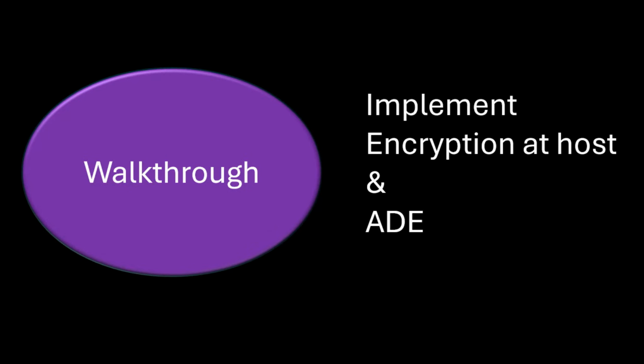Encryption at host and Azure Disk Encryption provides two layers of data at rest protection in Azure. Encryption at host secures data before it is written to disk at the infrastructure level, and ADE encrypts the OS and data disk within the VM using BitLocker or DMcrypt. Let's see those things in action.